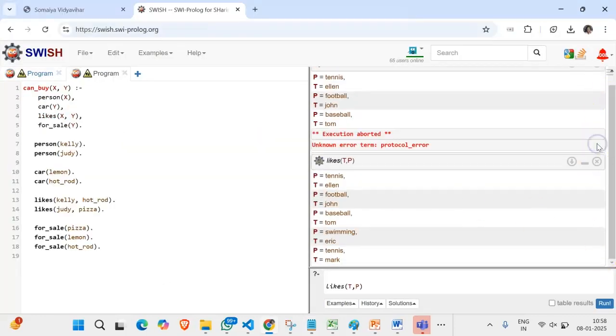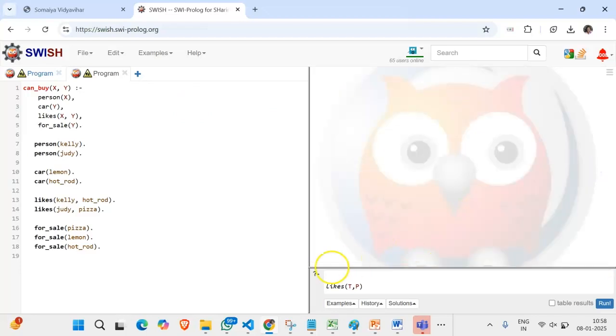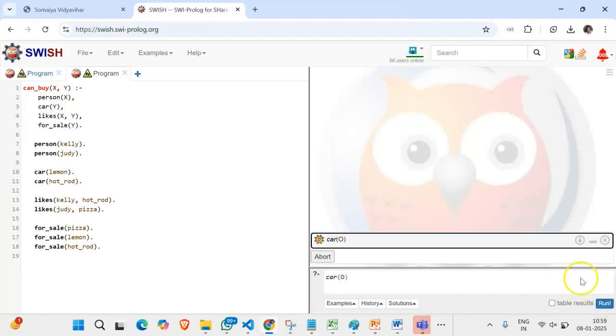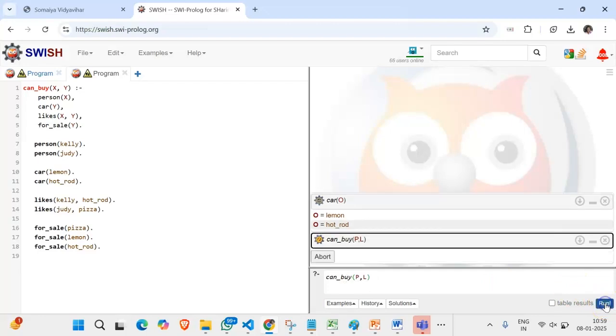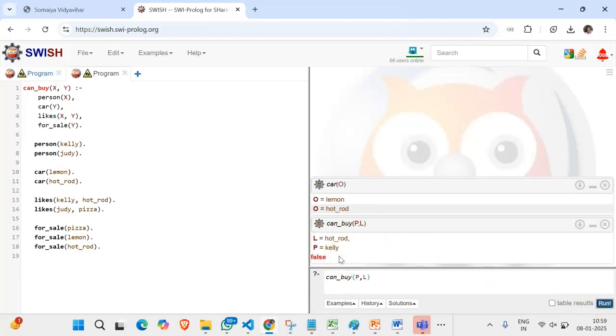I'll clear all the earlier executions. Again, the program does not contain a goal, so I can execute it the way I want. How about I want to know what all cars are there in the information. There are two cars, lemon and hot rod. Then who can buy what is another query that I can fire. Anything I write in capital would be a free variable. So there's only one answer: Kelly can buy hot rod.